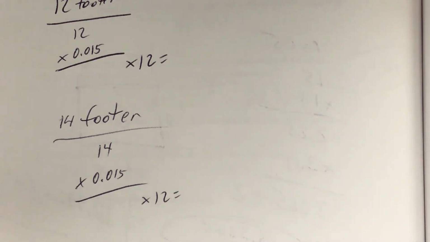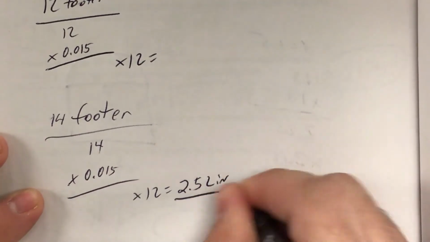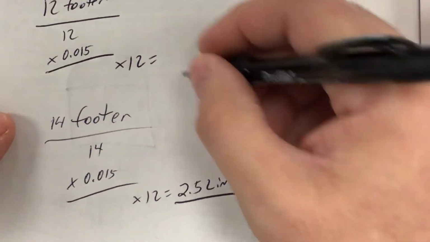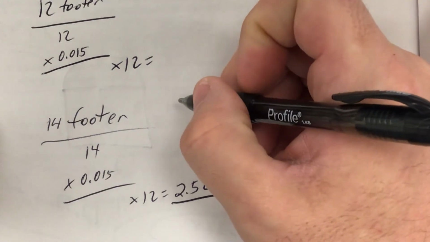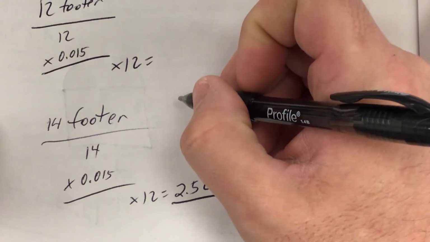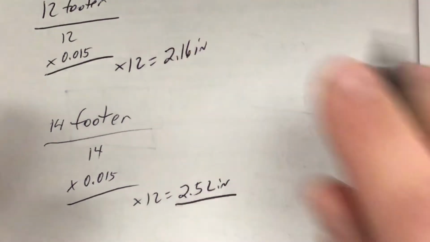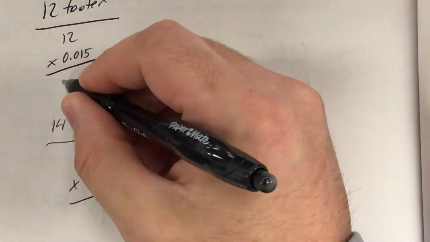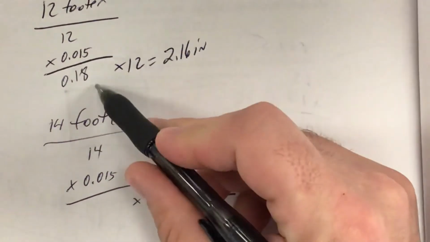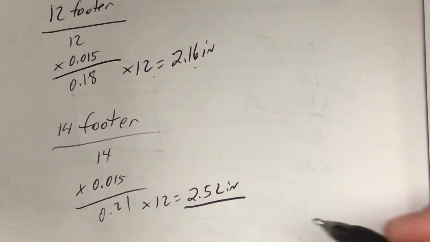I got 2.52 inches. I got 2.16. Okay, just to double check your multiplying there. Ladies, you should have had 0.18 and then took that times 12. Guys, you should have had 0.21 taking it times 12.